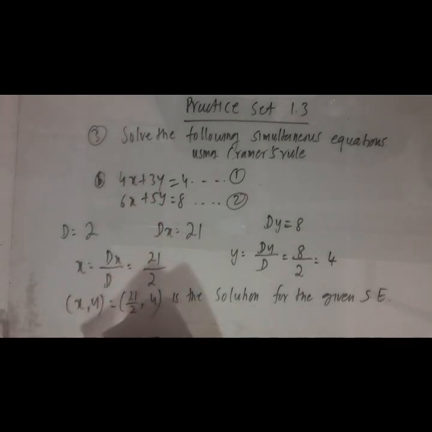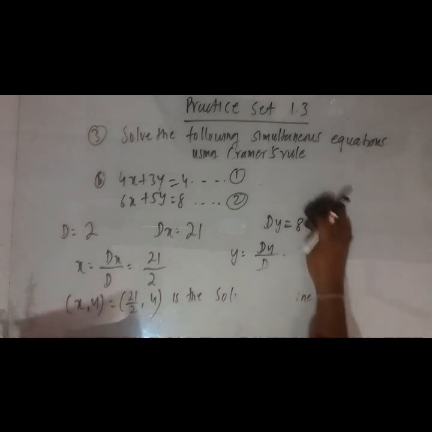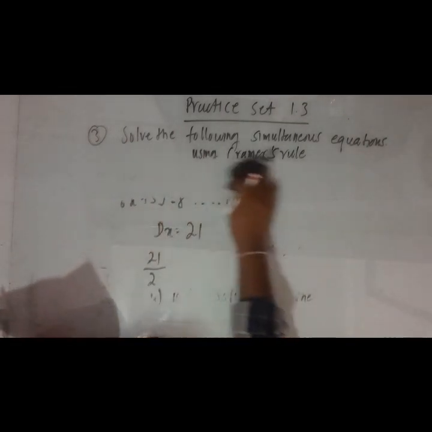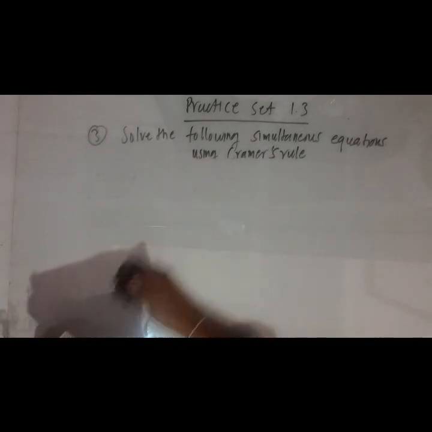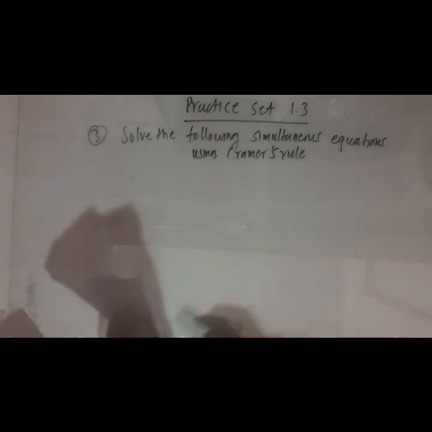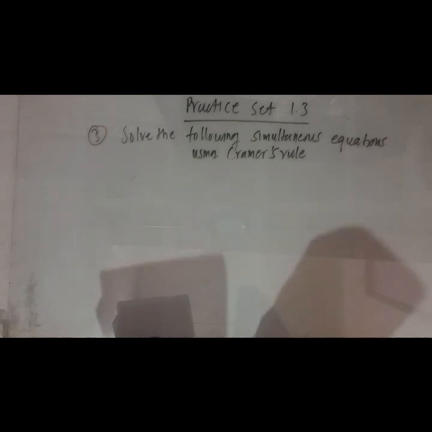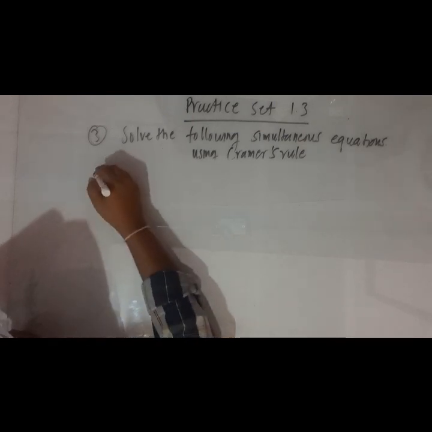Now the third, fourth and fifth sub questions are on similar lines to the way I solved sub questions 1 and 2. So 3, 4 and 5 you will be solving. I will straight away go to the last sub question of this practice set, that is the sixth number.